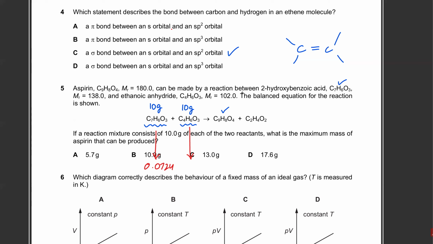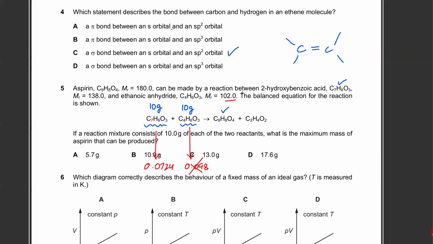And for the other one, the MR is 102. Oh yeah, it's given. So it's 10 over 102. So that means that C4H6O3 is in excess. What do you get for this, the second one? 0.098. Okay, so that's in excess.